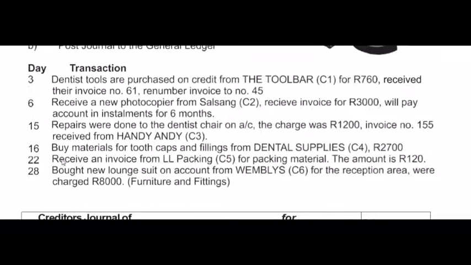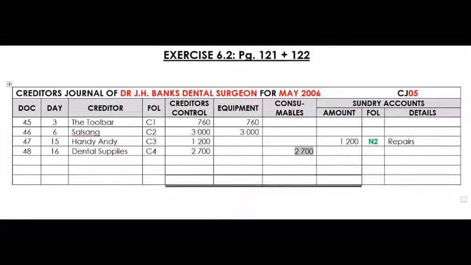Then on the 22nd, we receive an invoice from LL Packing, creditor 5, for packing materials. The amount is 120 Rand. The fact that we received an invoice tells you it's a CJ transaction. Renumber that invoice to 49. It's on the 22nd, LL Packing, creditor number 5, 120 Rand. There's no packing materials column, so it goes to sundry accounts. And remember to reference the general ledger. If you look on the next page, packing material is nominal account number 1.